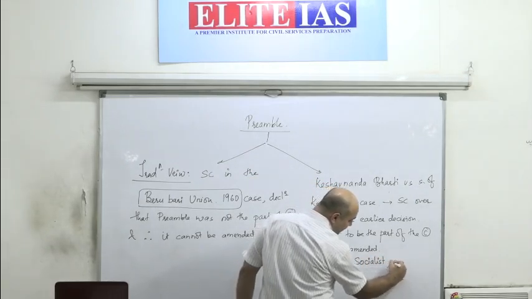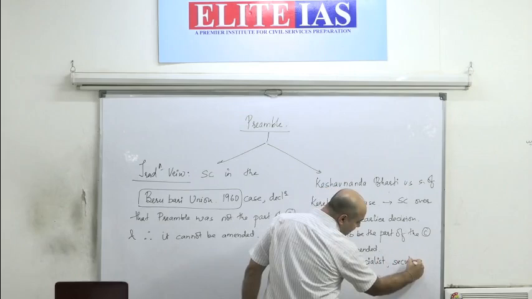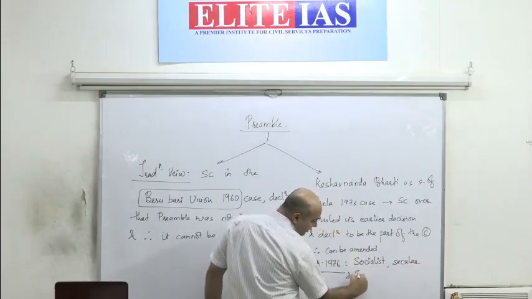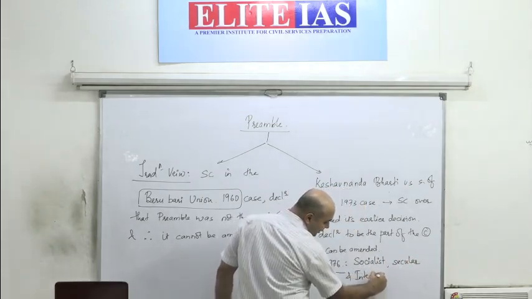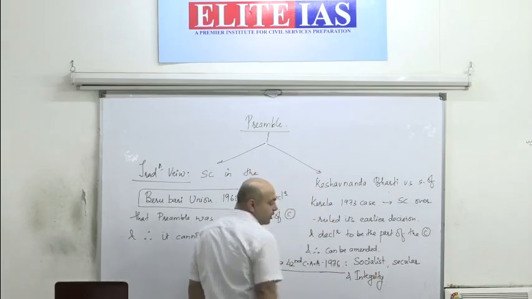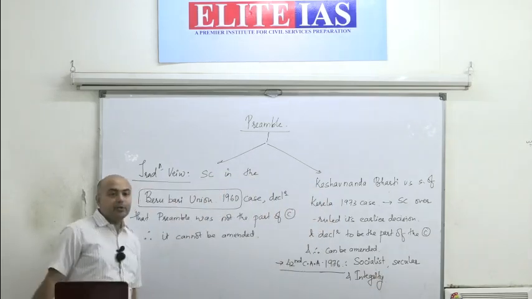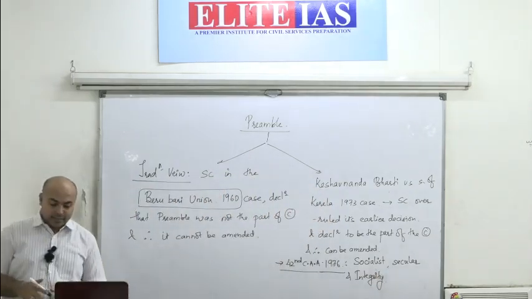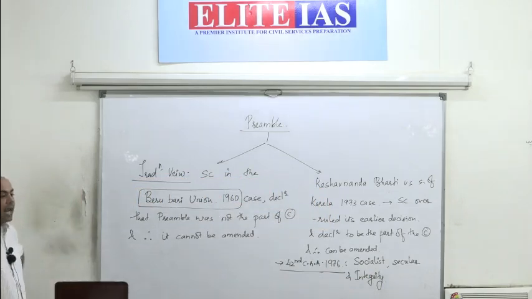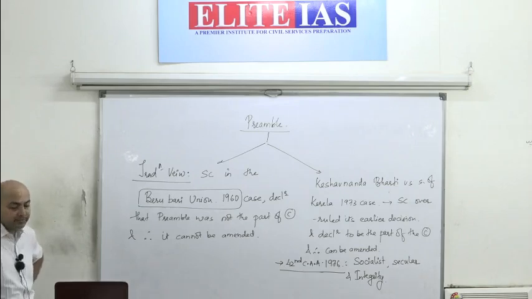socialist, secular and integrity were added. These terms were added to our preamble by the 42nd Constitutional Amendment Act. So the terms socialist, secular as well as integrity.